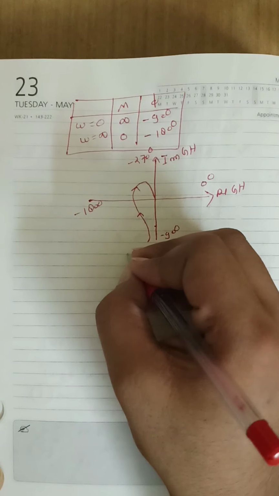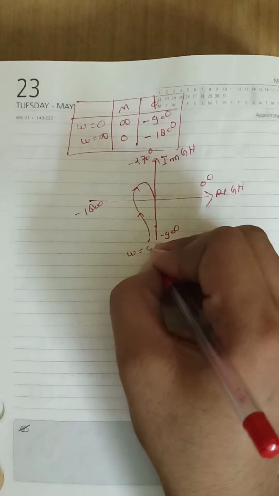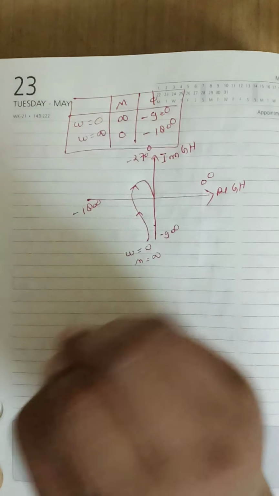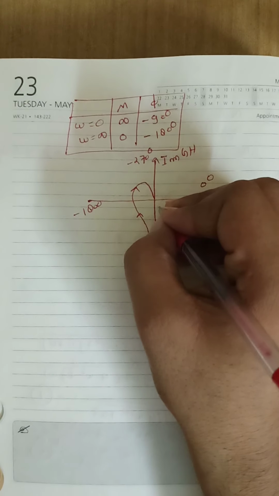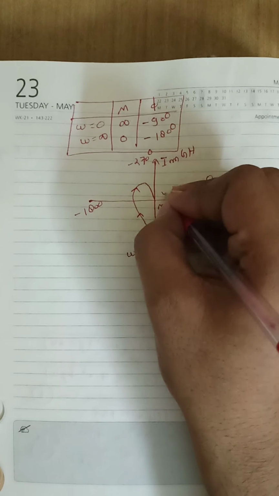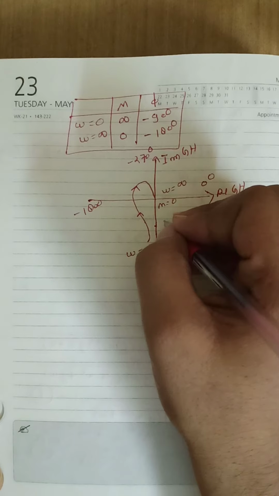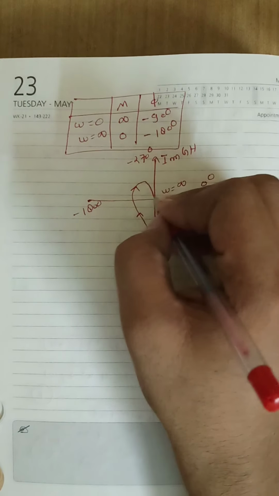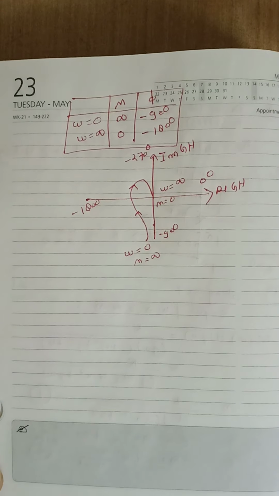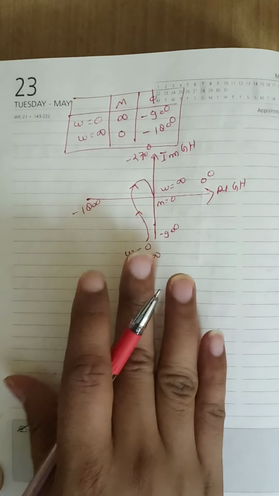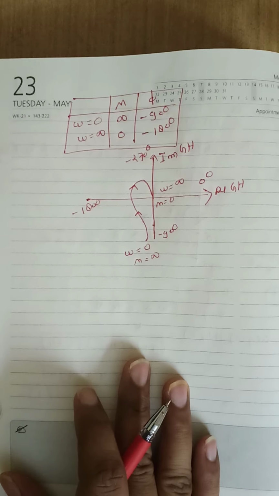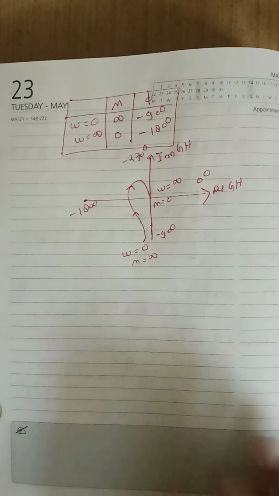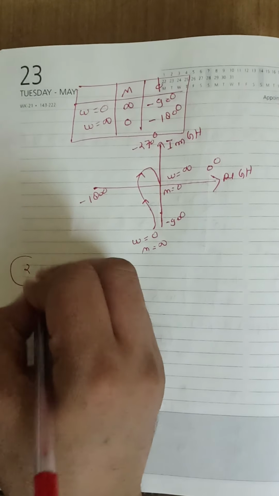Here we have omega equal to 0, magnitude infinity, and angle minus 90 degrees. And here we have magnitude 0, omega equal to infinity, angle minus 180 degrees. So this defines the mapping of section C1 from the S plane to the GH plane. Now let us consider section C3 first.